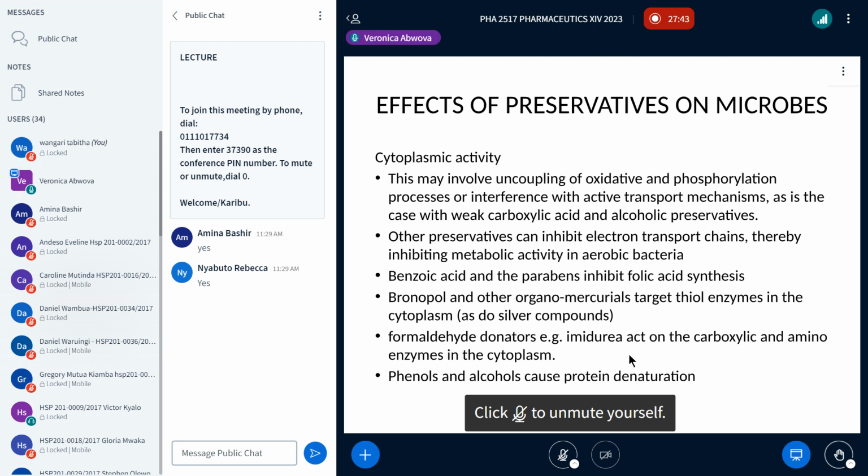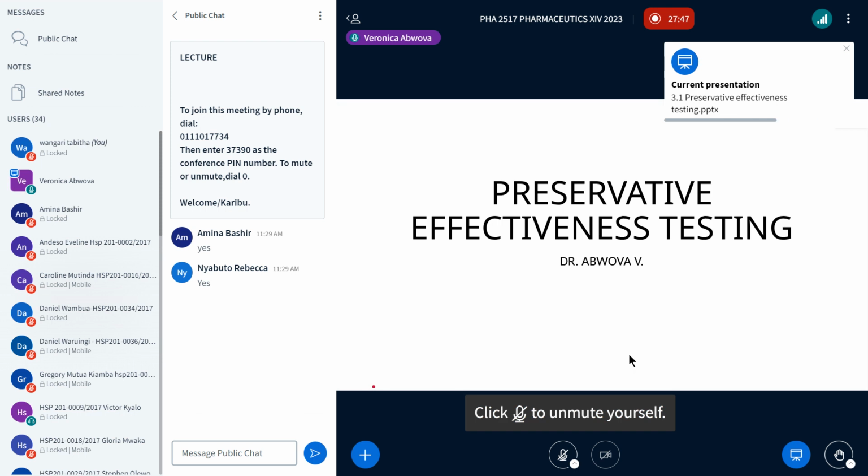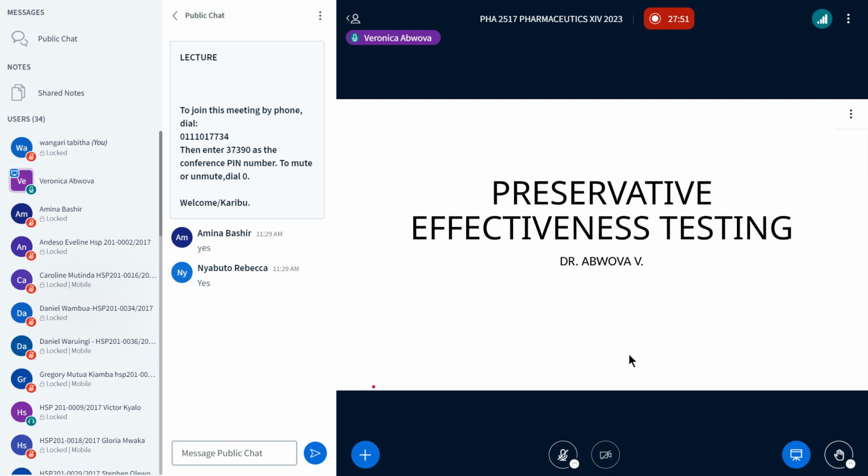I want us to look at testing of preservative effectiveness. Okay. How do we test the effectiveness of a preservative? Because remember, we don't want a scenario whereby we're just adding a preservative into a pharmaceutical product and we cannot prove that it is actually preventing the growth of microorganisms.